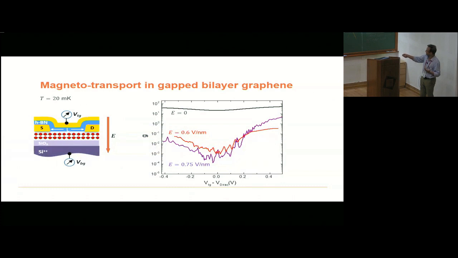You can see this is at zero band gap, which is why the conductance is much larger. This is at large band gap, about 60 millielectron volt and 70 millielectron volt. As a result, the conductance is much lower.